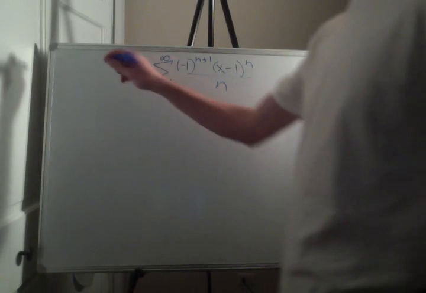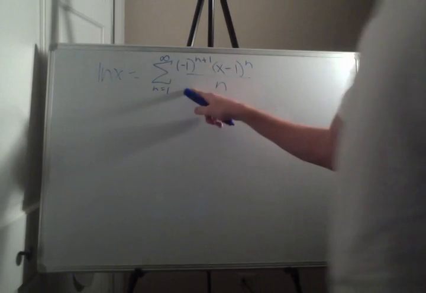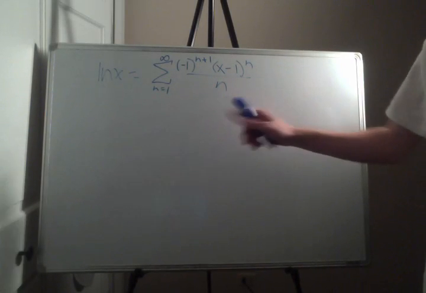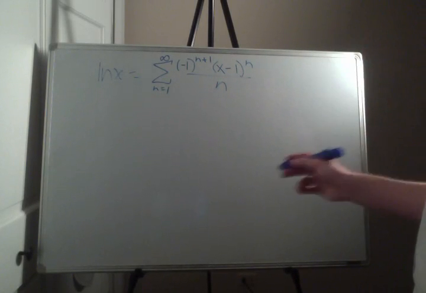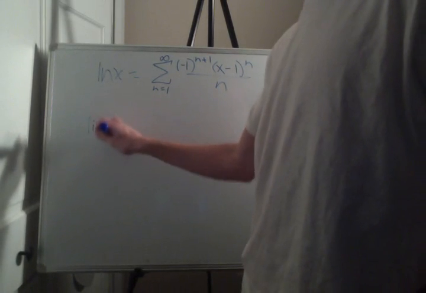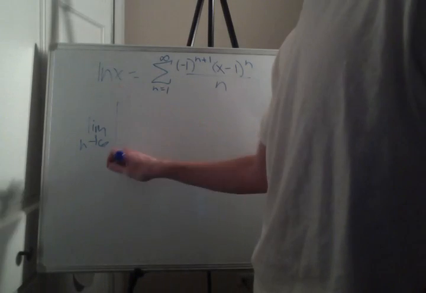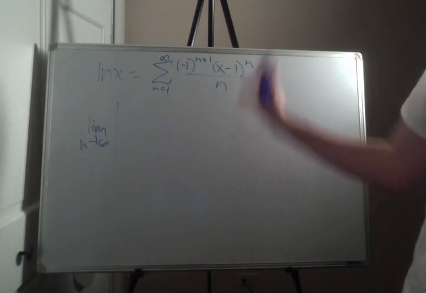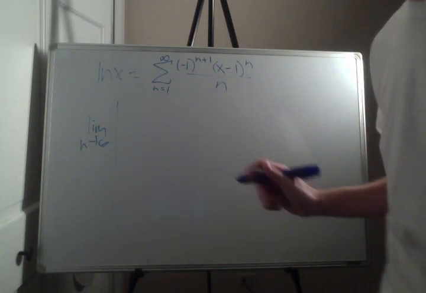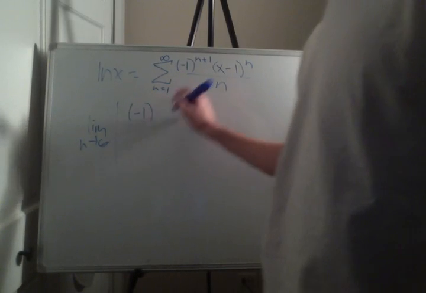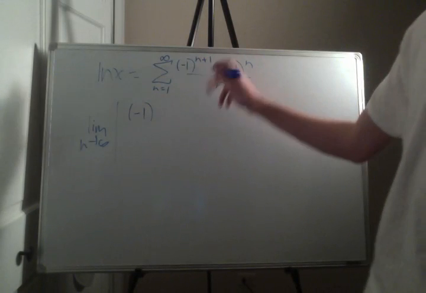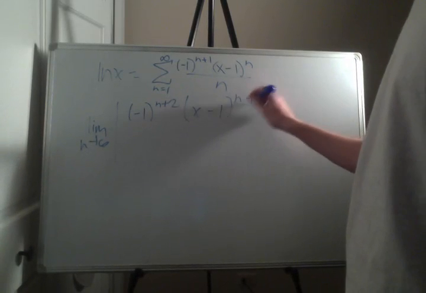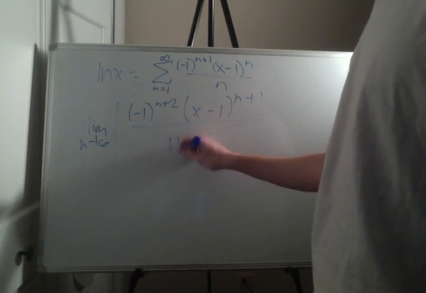This is what natural log of x is. We can just say natural log of x equals this, because the infinite series of this equals natural log of x. So we're going to do the ratio test, which if you remember, you do the limit as n approaches infinity of this, but with n plus 1, divided by this, basically with n. So it'd be negative 1 to the n plus 2, because it's the n plus 1 plus 1, times x minus 1 to the n plus 1, all over n plus 1.